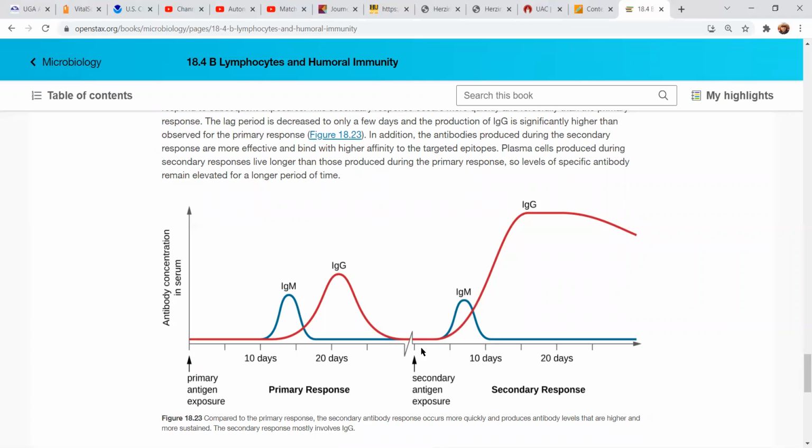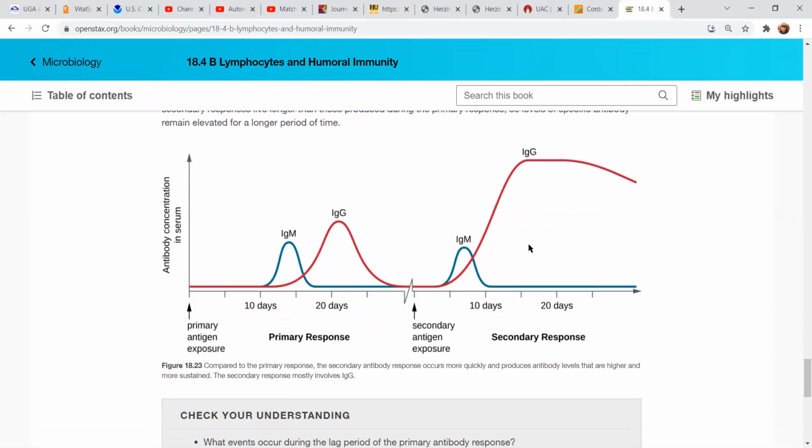Well, now when we get exposed to that again, okay, we don't have as long of a lag period. We have the IgM response stays about the same concentration, but occurs much quicker. But notice the IgG response. First of all, it's a lot quicker, but we also produce much, much more of those IgG molecules. So the levels of the specific antibody are also going to remain elevated for a longer period of time.